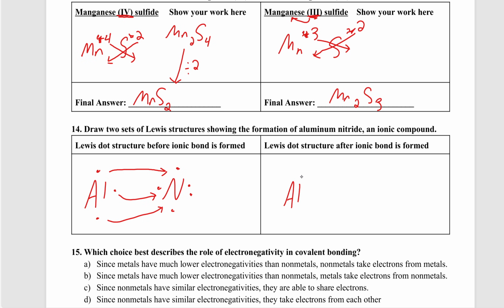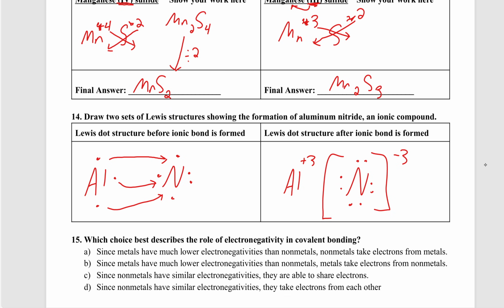Aluminum, after the fact, will have a +3 charge because it has gotten rid of 3 electrons. The nitride ion started out with 5, but it gained 3 more. It has a full octet. When a nonmetal has a full octet and is an ion like this, we put the brackets around it and the charge goes on the outside. Nitride has gained 3 electrons, making it a -3.